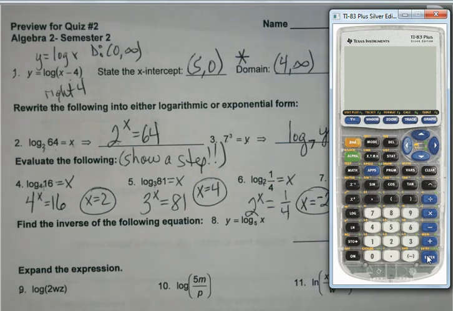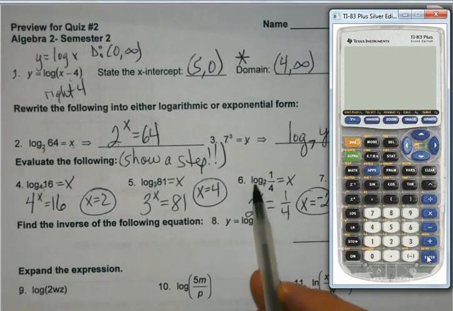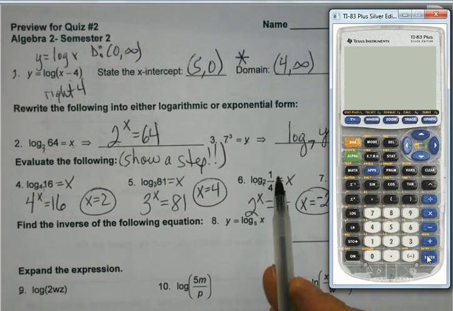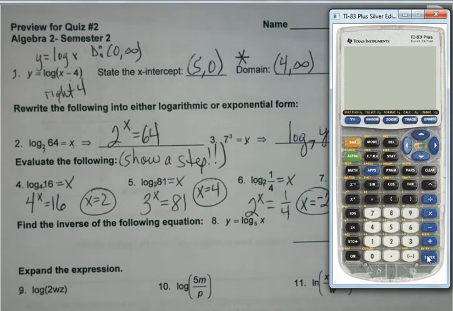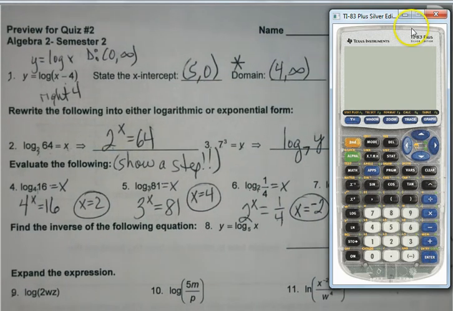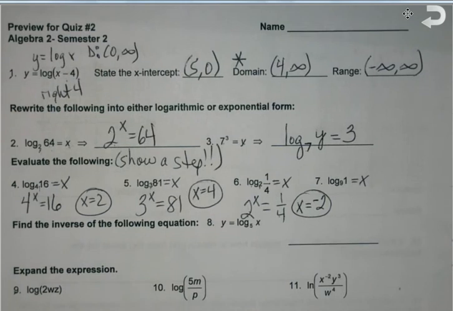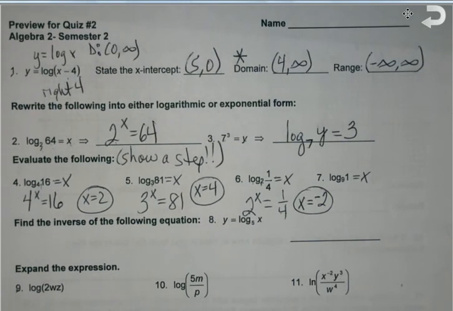So if that thought process doesn't work well, I could do log of 1/4 divided by log of 2, and I'd get that same answer out. So it still works. Oops, and I got the calculator in the way. Let me get it out of the way here. So that's how that one would work.